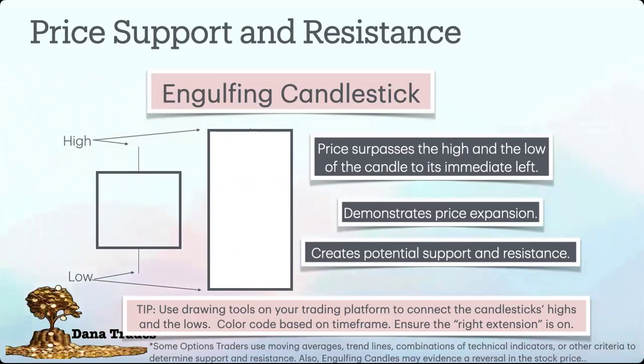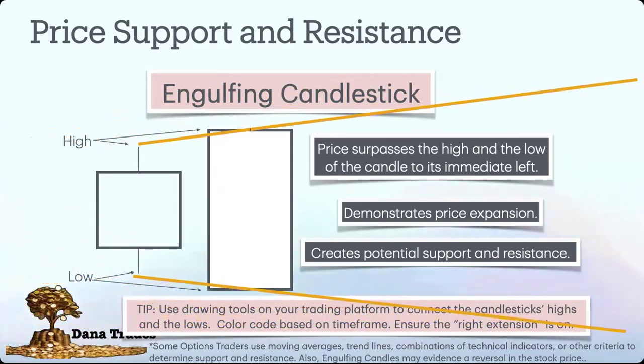For my options trading, I determine whether a candlestick is an engulfing candlestick in relation to the candle to its immediate left. I connect the high prices of these two candlesticks. I also connect the low prices of the two candlesticks. For this example, the connected line at the top shows potential price resistance. The line at the bottom illustrates potential price support.